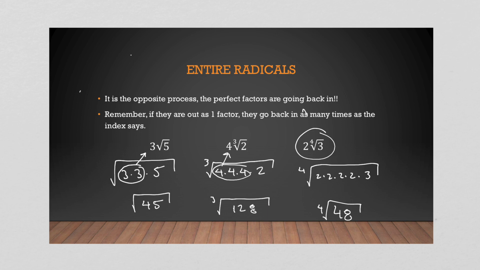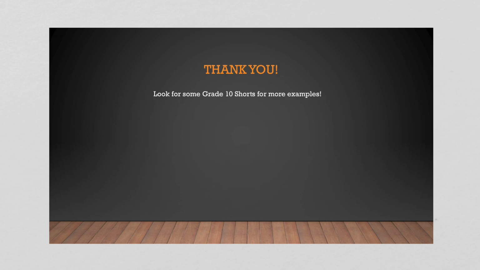It's all about perfect squares, perfect cubes, perfect fourth powers, fifth powers. Can you get identical factors underneath? And when you do, they can come out. Or can you put them back in? All right. That is it.